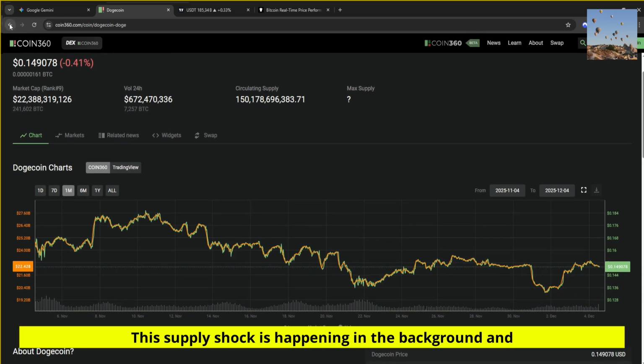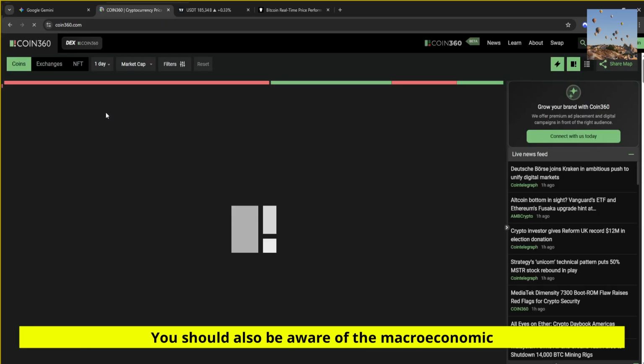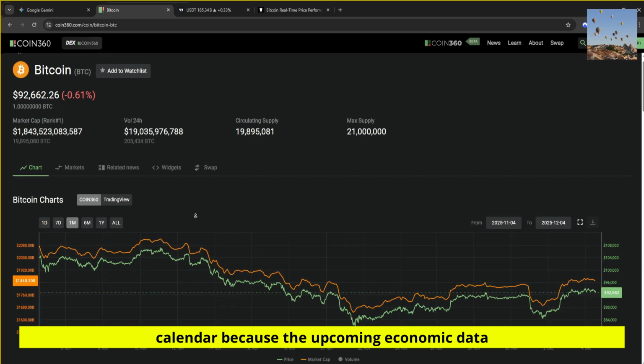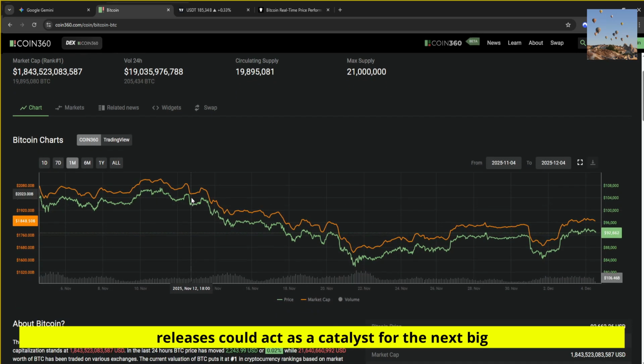This supply shock is happening in the background, and it will eventually lead to a supply squeeze when demand returns to the market. You should also be aware of the macroeconomic calendar, because the upcoming economic data releases could act as a catalyst for the next big move.